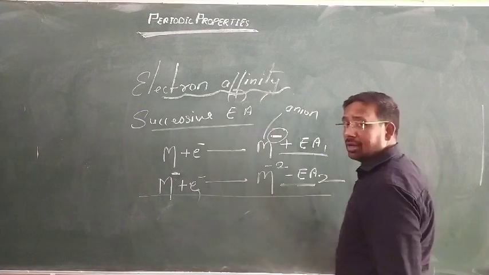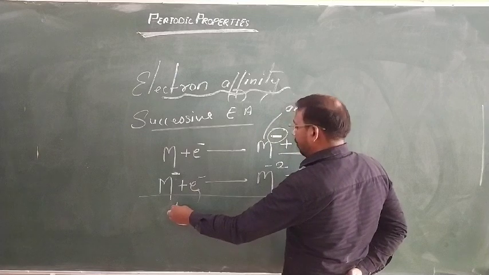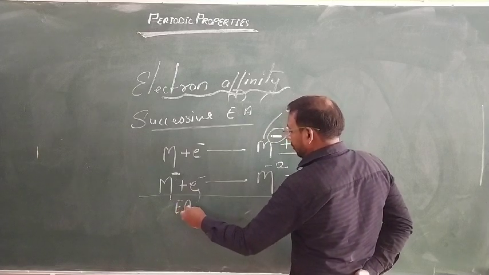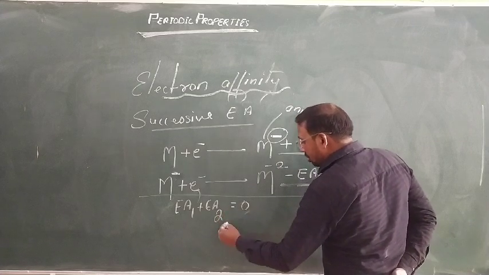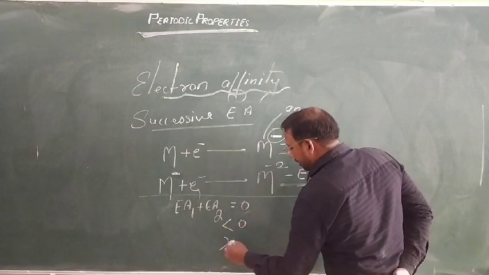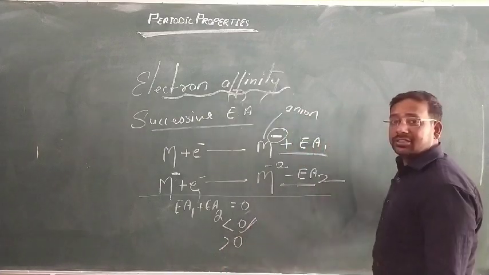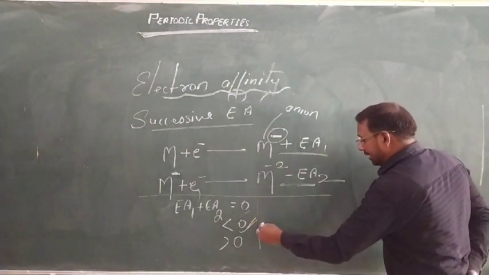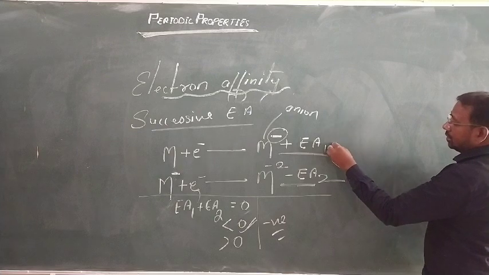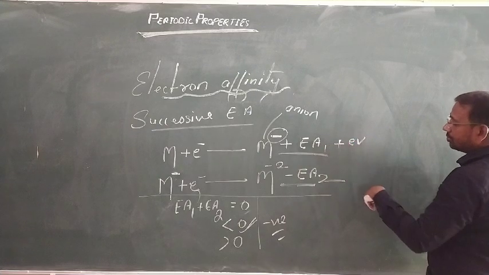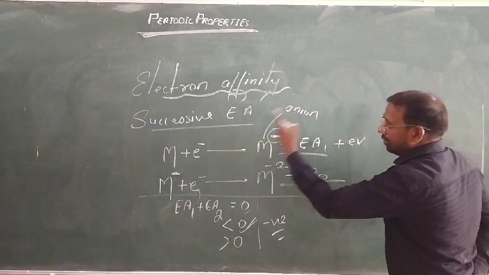Actually you are not in 11-12 yet, but keep it in mind. Suppose I ask the value of electron affinity 1 plus electron affinity 2: is it equal to 0, less than 0, or greater than 0? What will the value be? It is always less than 0; you will always get a negative value. Suppose here you have to give 10 electron volt energy to add an electron, while energy is given out when we are adding the first electron.